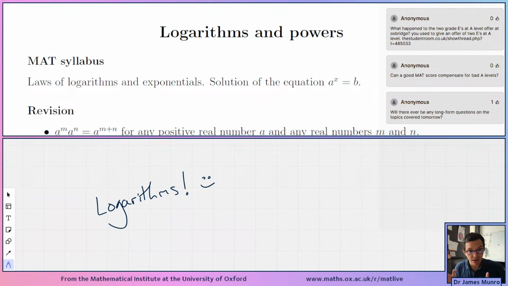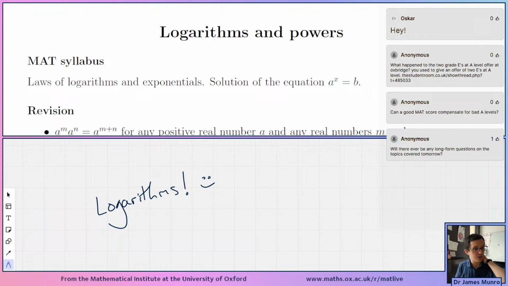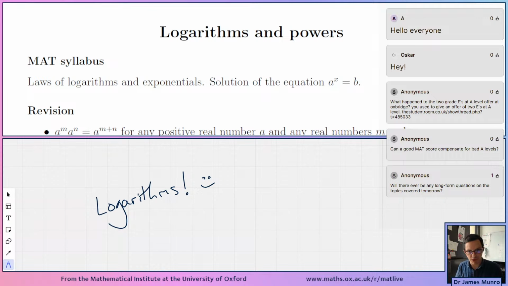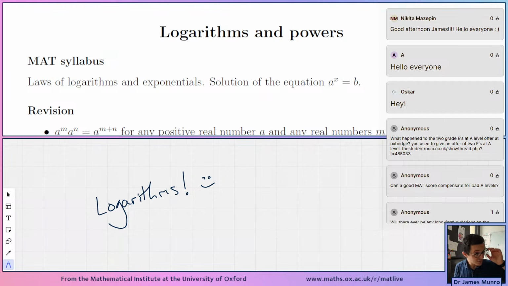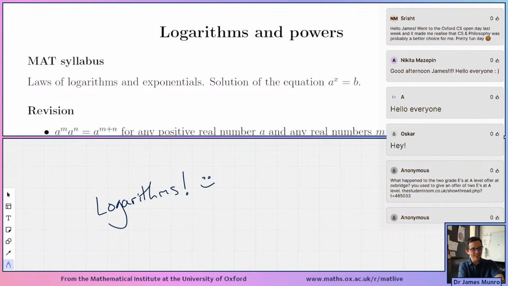How's everyone doing? How are you doing today in chat? Let us know how things are going. Hello to Oscar and username A. I was having a conversation with an anonymous person before we went live. Here's Nikita Mazepin, a username that, well, it didn't age well when you registered it, but hey, here we are. I was going to say age like milk, but we're really beyond that into some sort of vintage cheddar now.